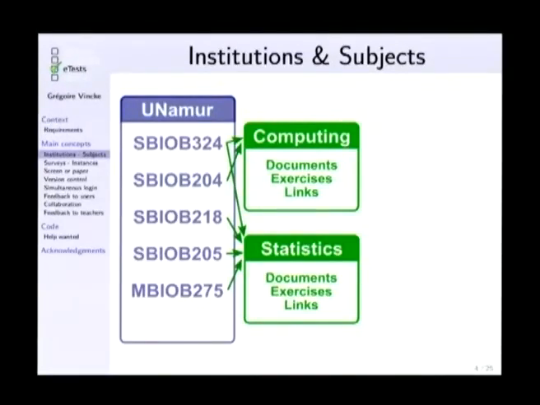And one course can be linked to several subjects. For example, the first one here, SBOB 324, is in fact a course of bioinformatics. So it uses some computing and statistics and sometimes biology. So the teacher can link his course to several subjects to be able to use the content that other teachers are sharing with him.